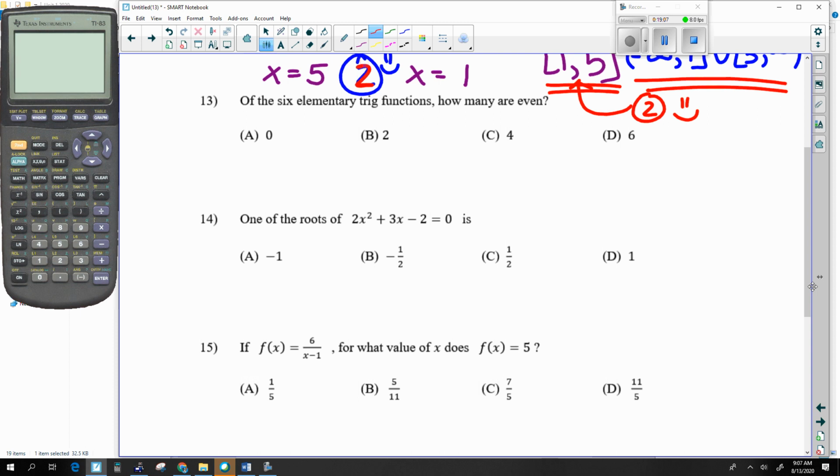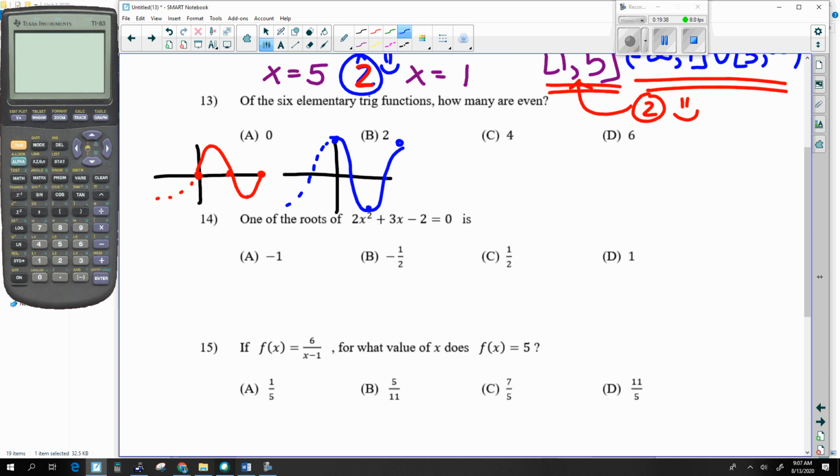Of the 6 elementary trig functions, how many are even? Okay, so we have sine, not even, cosine, which is even. Okay, that is symmetric about the y-axis. So there's 1. There is a tangent.